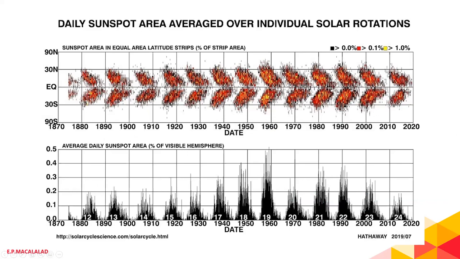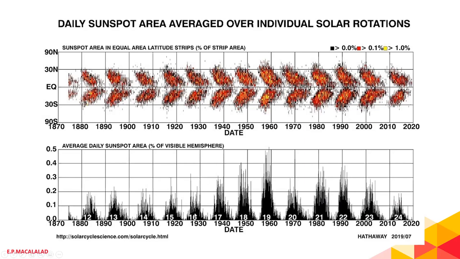Now, this actually corresponds to the 11-year cycle. This is the average daily sunspot area, the percentage of the visible hemisphere that is occupied by sunspots. You will notice that there is a pattern, and this pattern corresponds to your solar cycle. Right now, in December 2019, the last completed solar cycle was solar cycle 24. Now we are officially at solar cycle 25.